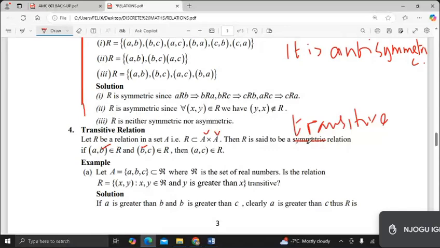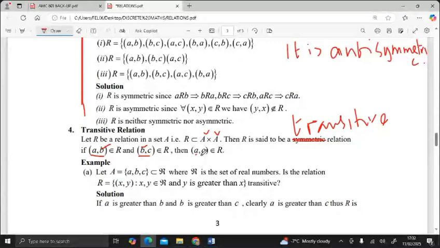Let R be a relation in a set A, then R is said to be transitive. This one is transitive, sorry. That is also another typo. This one should be transitive. I'll save this one so that I can correct it immediately, and then I'll send it to you so that you can update. Kindly note, everyone, that there are some typos that I may have to correct so that at least the reading makes sense.